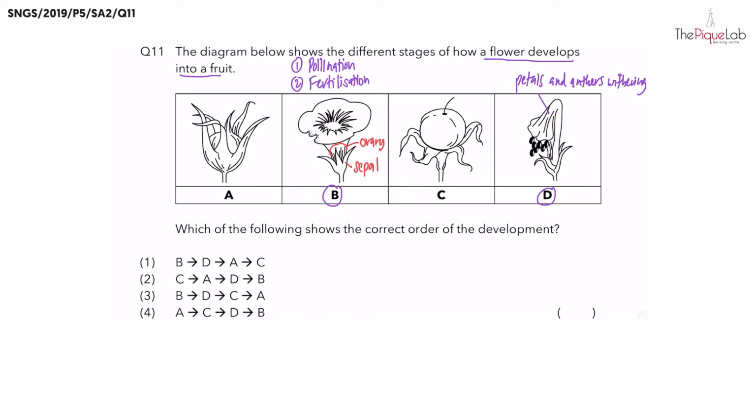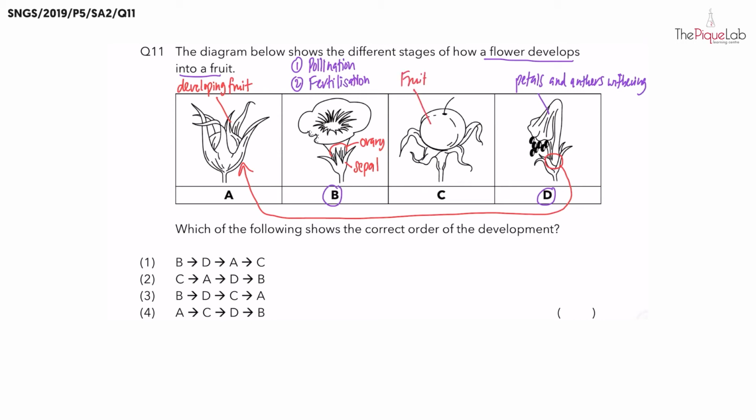And remember the position of the ovary? Let me circle it for you. The ovary is going to continue growing and develop to become the fruit, just like in picture A here. So I'm going to label this as the developing fruit. Eventually, the fruit is going to reach its full size, like in picture C.